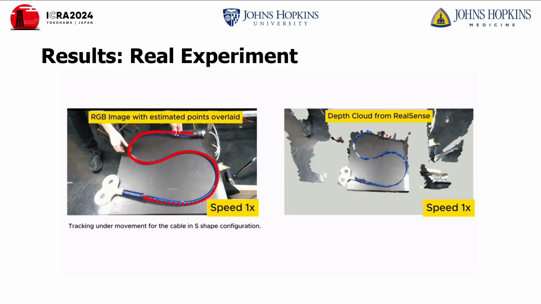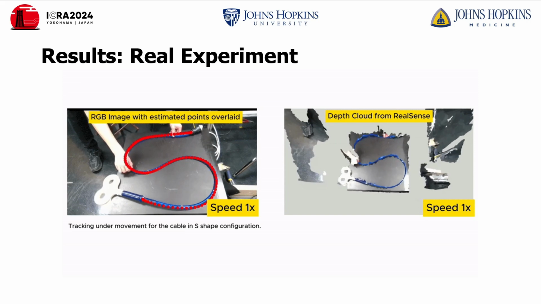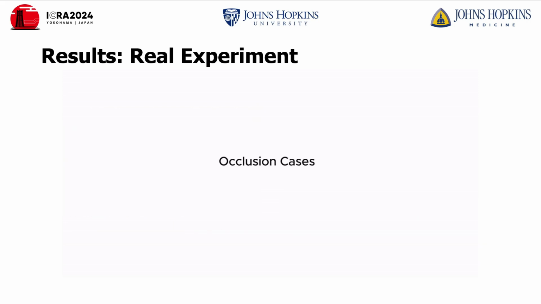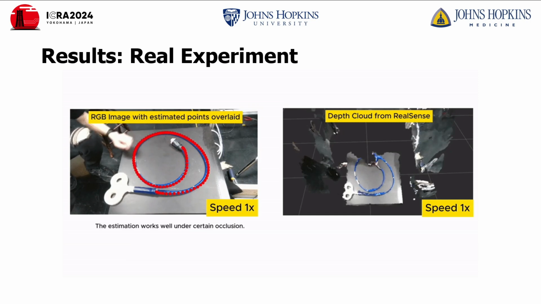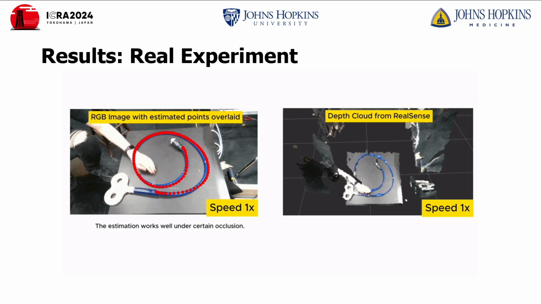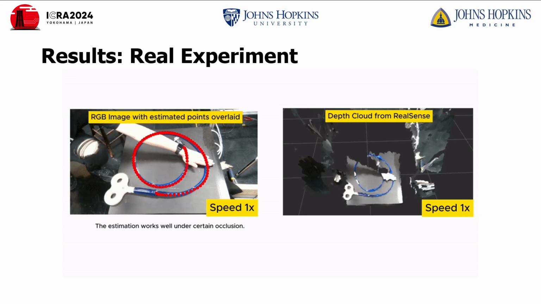We used the RealSense to capture this video and project the results of PCLG to the RGB image from RealSense. The projection is denoted as a red dotted line shown on the left. You can see our method works pretty well either when the operator is trying to move the cable or when the markers are blocked.